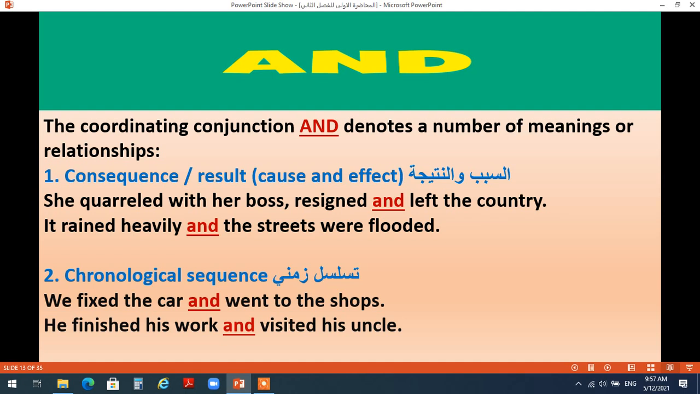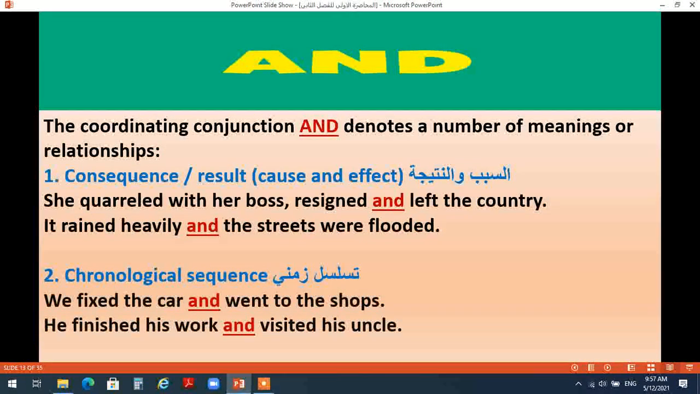The coordinating conjunction and denotes a number of meanings or relationships. إذن تشير أداة الربط and إلى العديد من المعاني أو العلاقات أثناء استخدامها للربط ما بين الجمل أو الكلمات أو العبارات الاسمية أو العبارات الفعلية. راح نستعرض هذه العلاقات أو هذه المعاني التي تدل عليها and. Number 1, it signals consequence or result or cause and effect. إذن تستخدم and للدلالة على السبب والنتيجة.